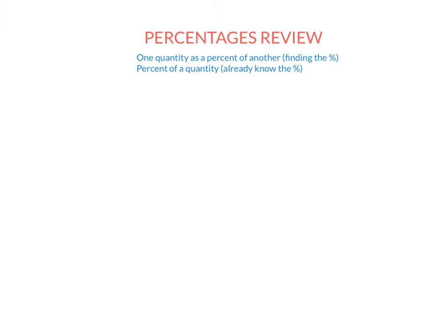The second type of question is finding a percent of a quantity where you already know the percent. Like if I say find 30% of 50, okay? So we're not gonna do any of the first types. We're only gonna look at finding a percent of a quantity and then using that to calculate percentage increase and decrease. So when you're finding a percent of a quantity, there's two steps.